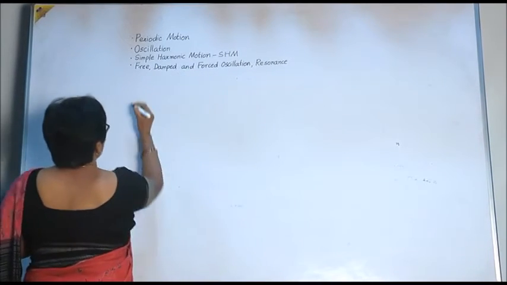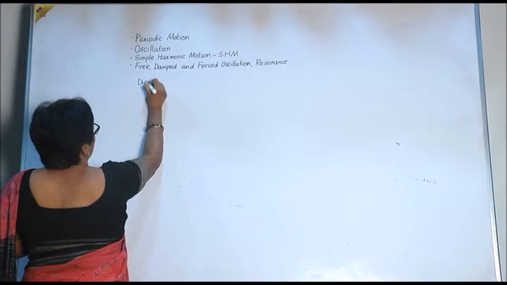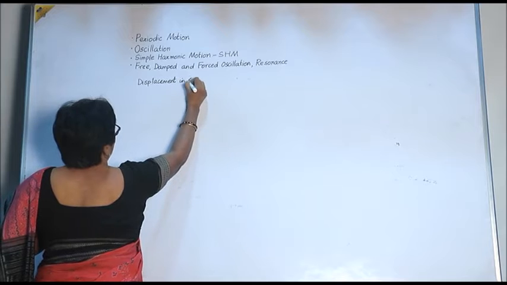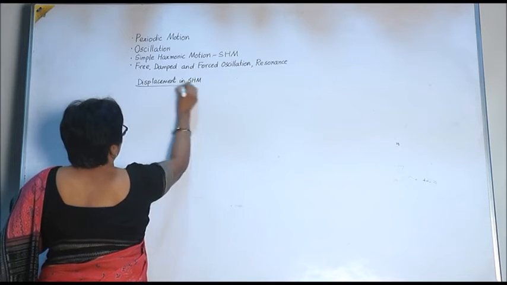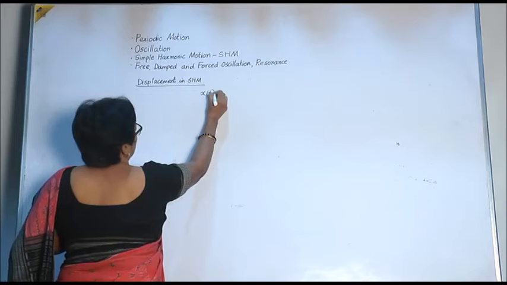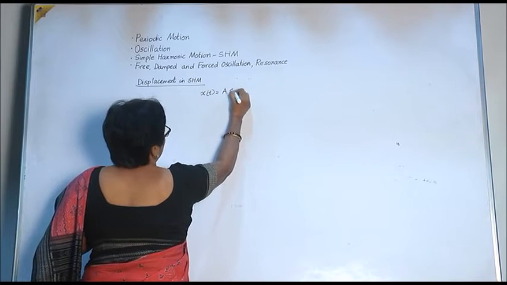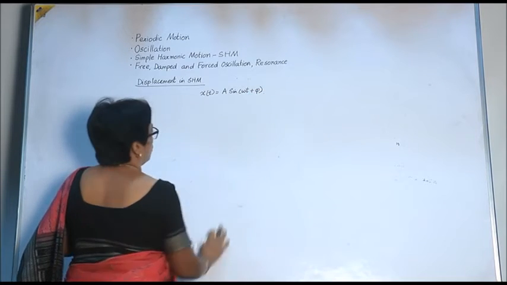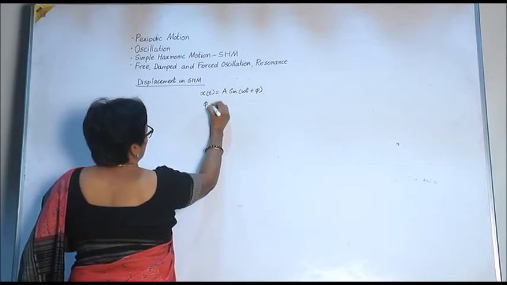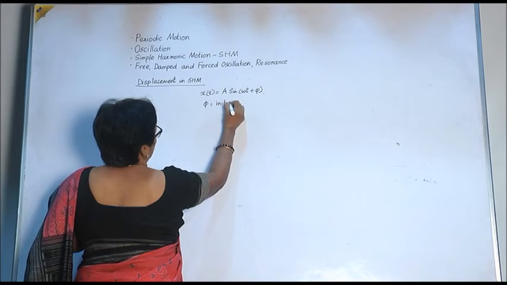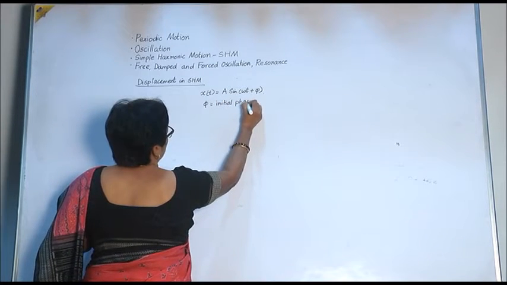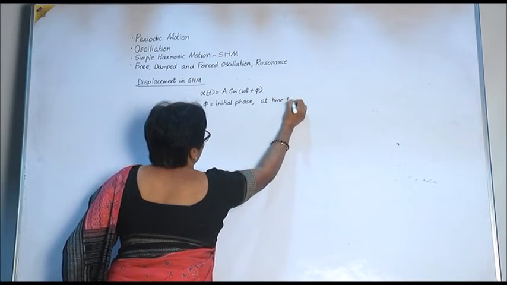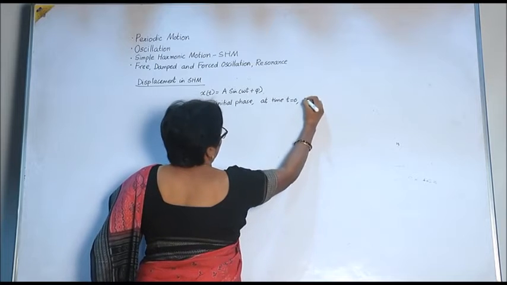So the displacement in SHM can be written as, let us say, A sin(omega t plus phi), a general formula, where phi is the initial phase. What I mean by initial phase is that at time t is equal to 0, phase is phi.